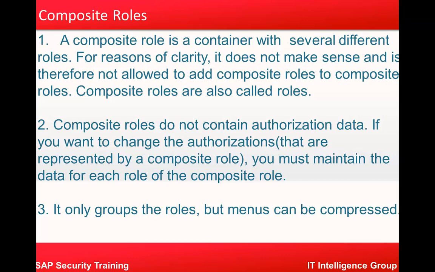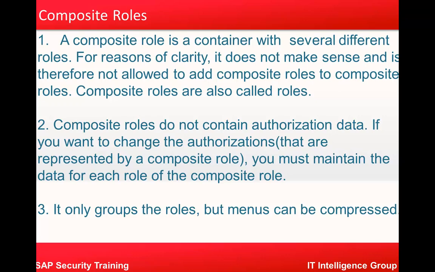Okay, so basically composite roles do not contain any authorization data. If you want to change the composite role, you must maintain the data for each role of the composite role separately. It only groups the roles, but menus can be compressed. If you add multiple composite roles, the menus are not refreshed or reflected accordingly, because it will add tons of menus into it. So the menus are not added for each.